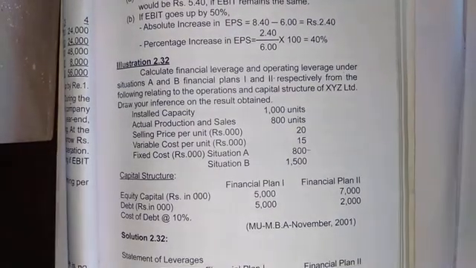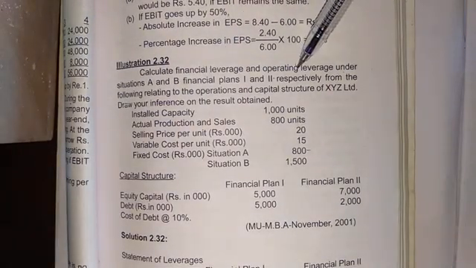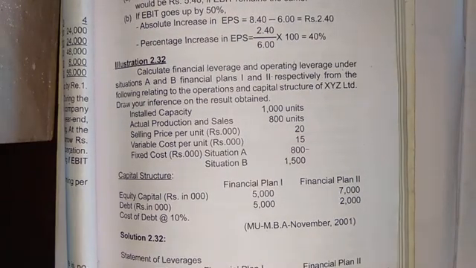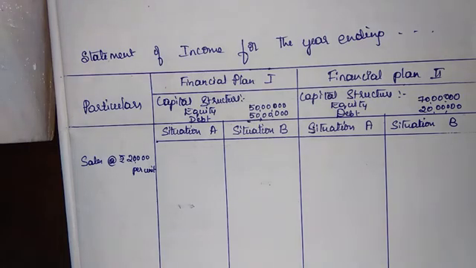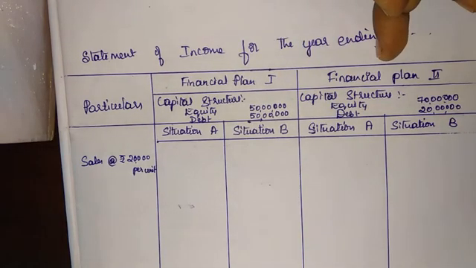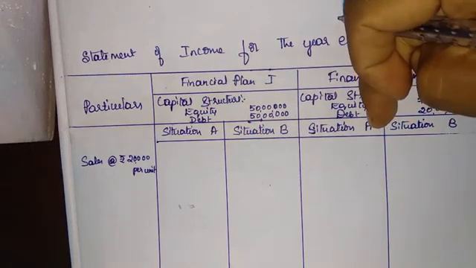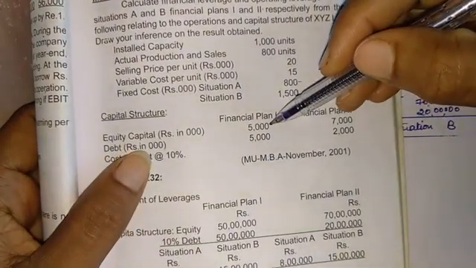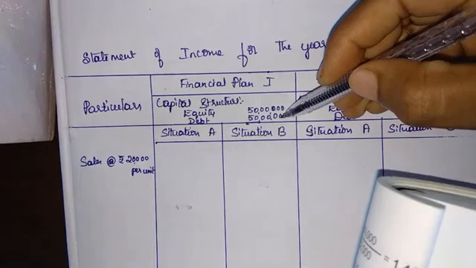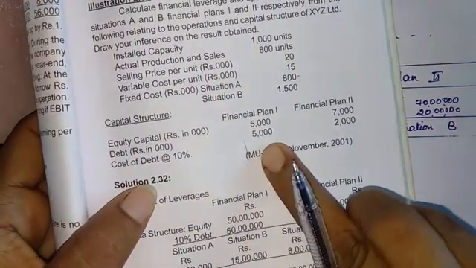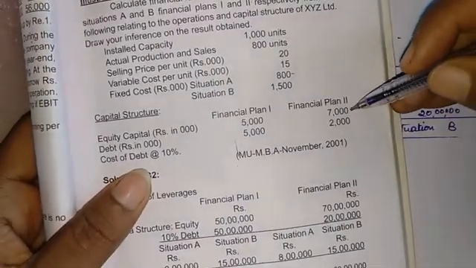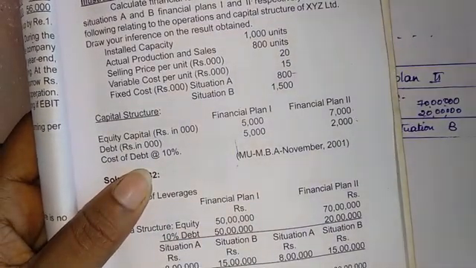So we need to calculate financial leverage and operating leverage by preparing a statement of income. And this is how we are preparing the statement of income for the two plans, for situation A and for situation B. Financial plan 1 has equity capital of 50 lakhs and debt capital of 50 lakhs, and financial plan 2 has equity of 70 lakh and debt of 20 lakh.